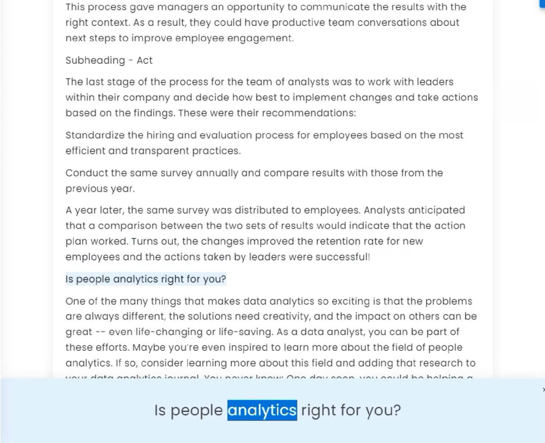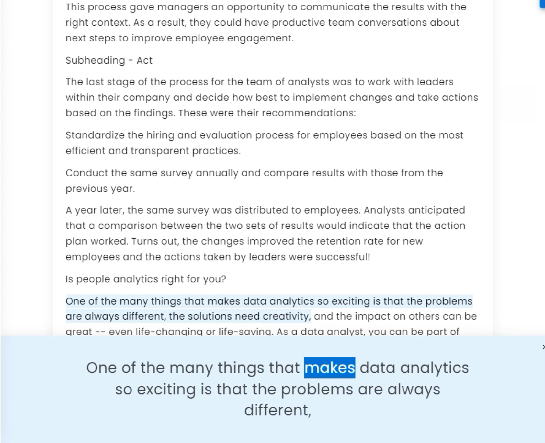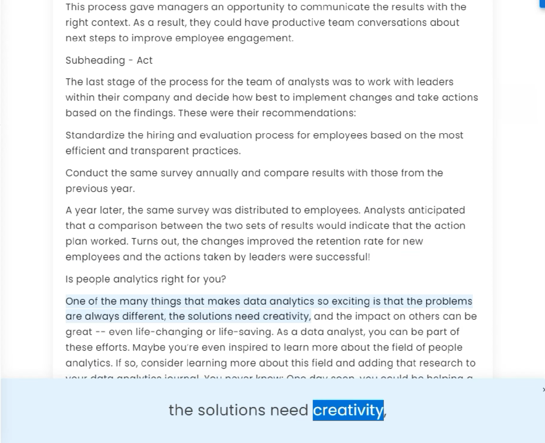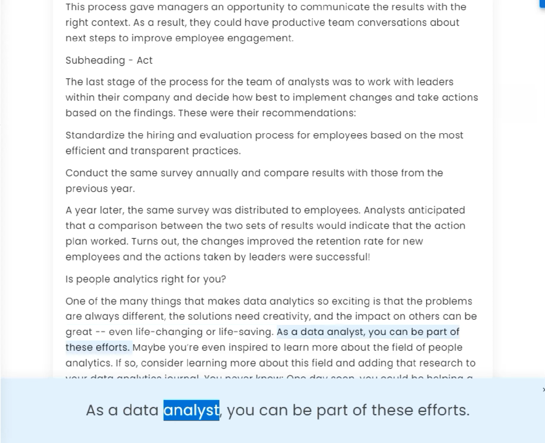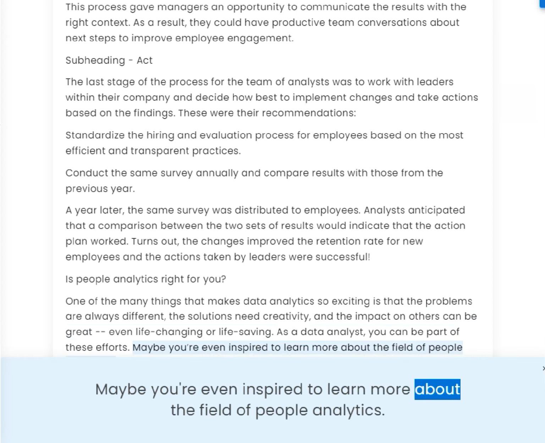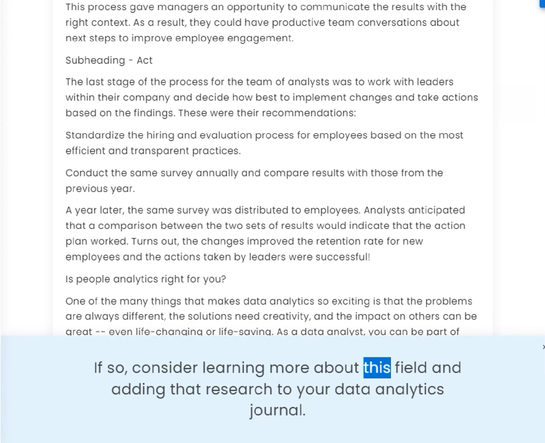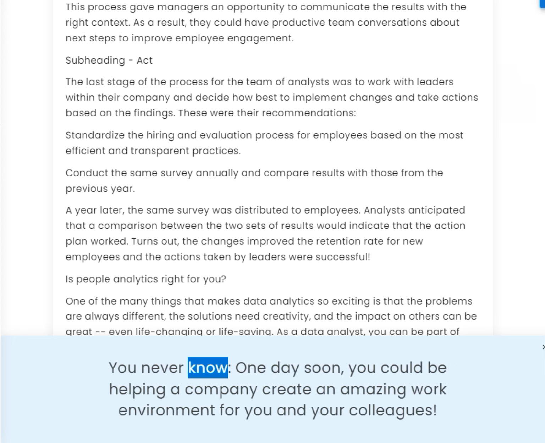Is people analytics right for you? One of the many things that makes data analytics so exciting is that the problems are always different, the solutions need creativity, and the impact on others can be great, even life-changing or life-saving. As a data analyst, you can be part of these efforts. Maybe you're even inspired to learn more about the field of people analytics. If so, consider learning more about this field and adding that research to your data analytics journal. You never know, one day soon, you could be helping a company create an amazing work environment for you and your colleagues.